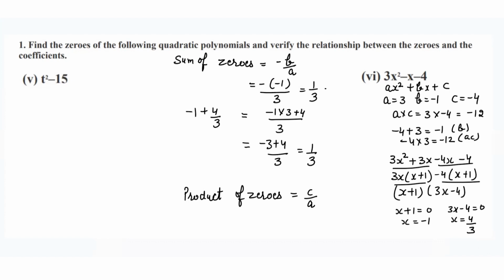So both are the same. Similarly, the product of zeros is equal to c over a. The value of c is -4 and the value of a is 3. Now let's work with the zeros of the polynomial. The first one is -1 into 4/3. So I'm getting the same value, which is -4/3. So both are giving us the same answer.